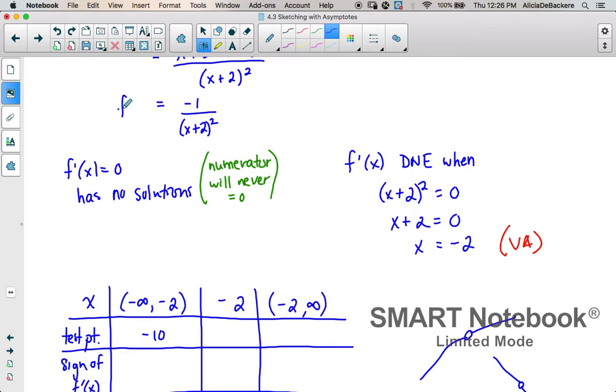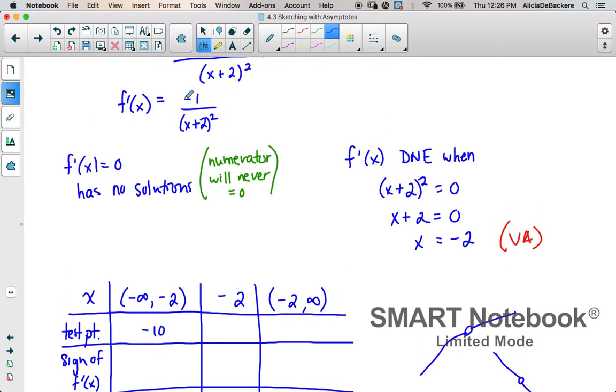I'm plugging it into my first derivative. Here it is. So I'm going to have a negative in the numerator always, and when I plug -10 into this bracket, I get a negative, but I'm squaring it. So I've got a positive in the denominator, and so overall this is going to come out to be negative.